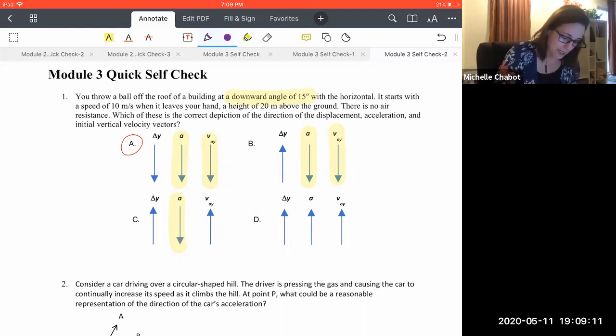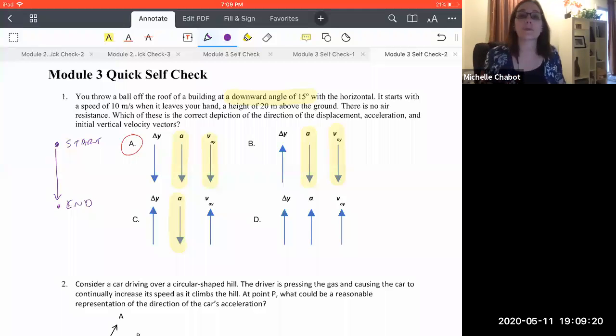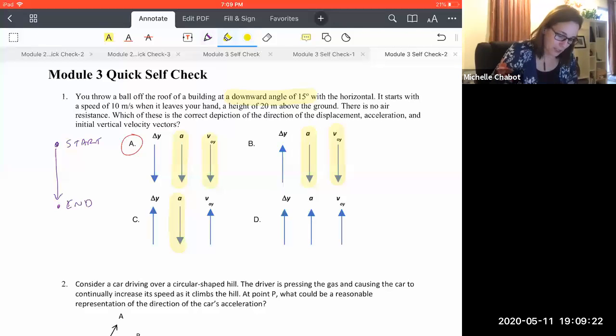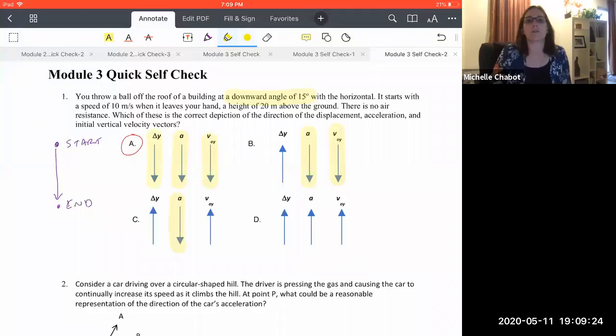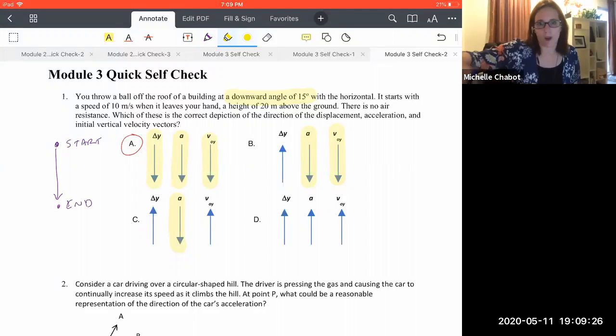Displacement. Displacement is a vector that points from the start to the end. Remember from our vectors, that is what displacement is. So displacement also is going to point downward because that's the direction that the ball goes: it starts at the top of the cliff, ends at the bottom.